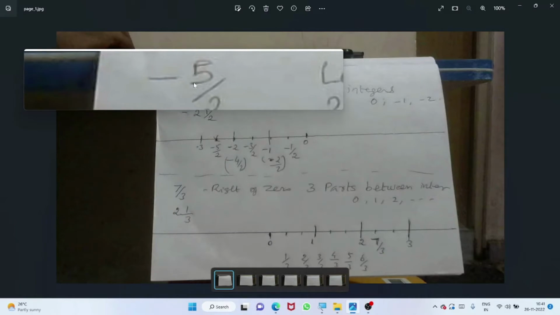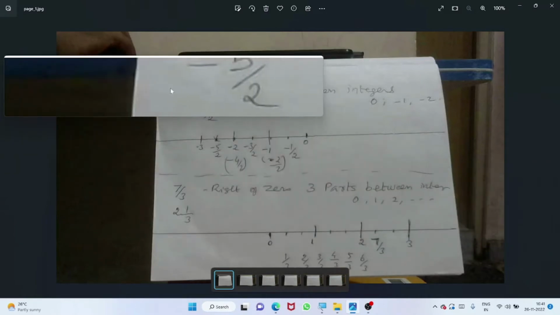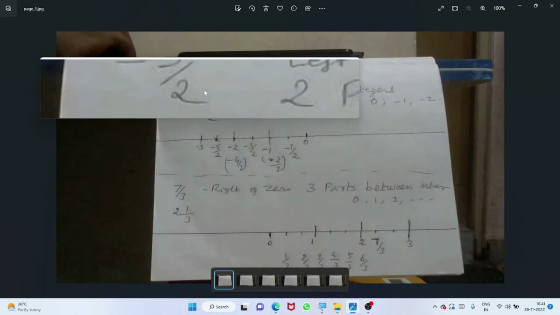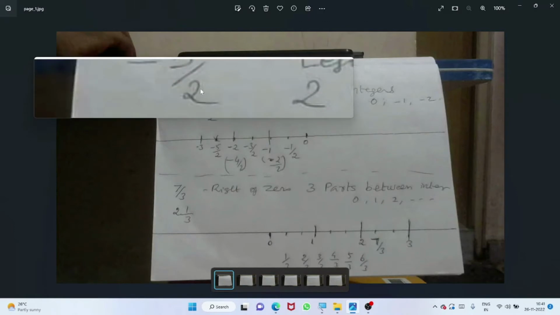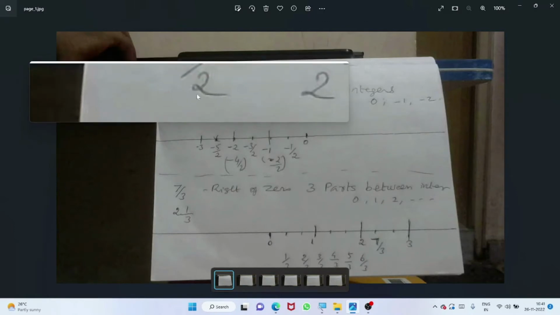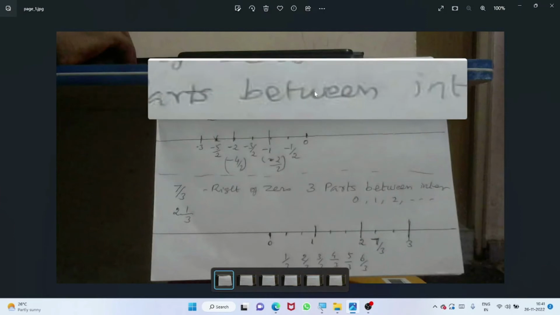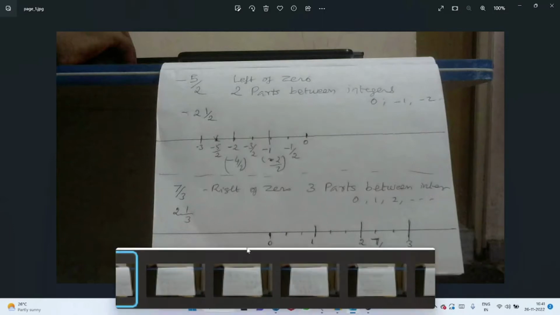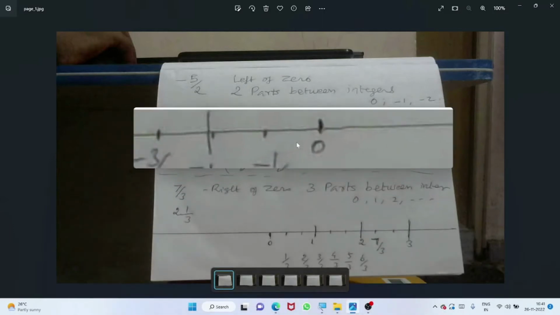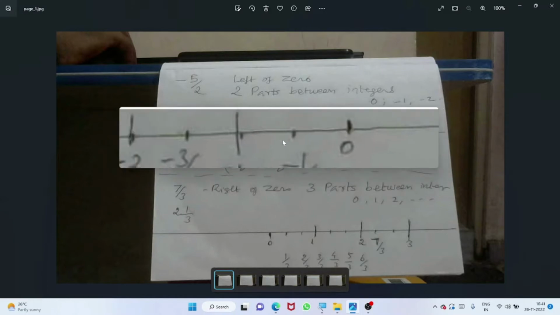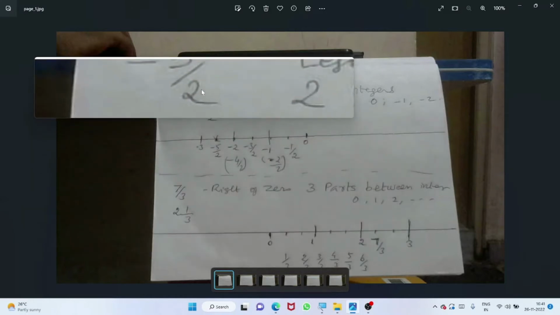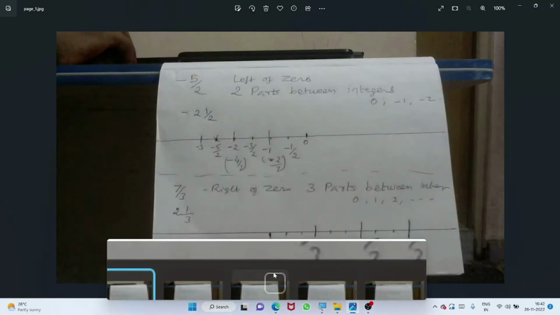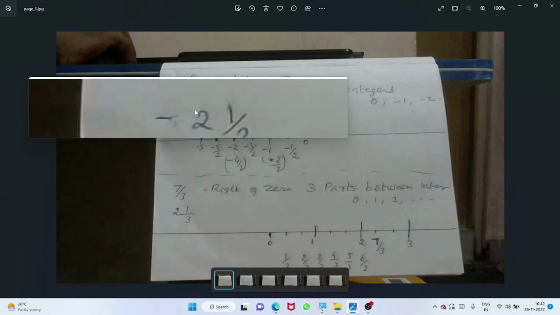First you take minus 5 by 2. This has a negative sign, so it has to be left of 0, and here the denominator is 2. That means there are two parts between the integers. Between 0 and minus 1 there are two parts. This is 0 and this is minus 1, one part, two parts. So the denominator 2 means there are two parts.